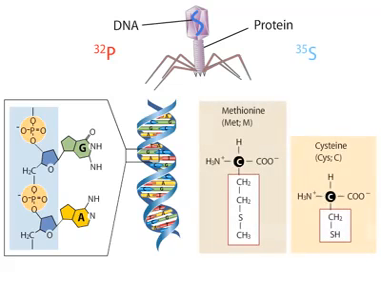They used S35 to label proteins. Proteins contain some sulfur because sulfur is found in the amino acids cysteine and methionine. Sulfur is not present in DNA.